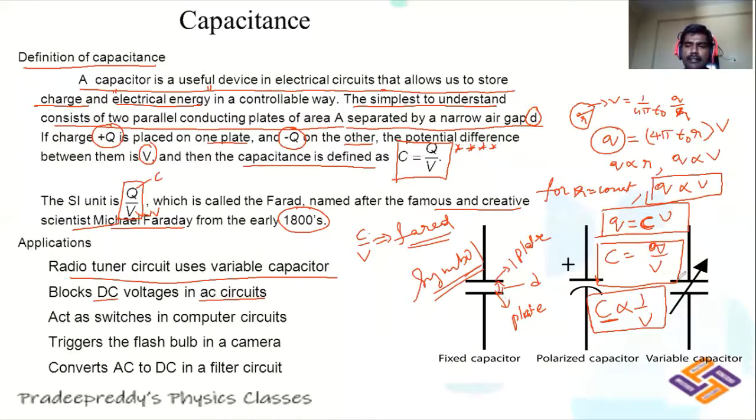And this is the symbol of a polarized capacitor. What is a polarized capacitor? We will discuss in the next classes. Next is the variable capacitor. A capacitor with variable capacity is called a variable capacitor. So these are the symbols of different capacitors which we will be using generally in our lessons.